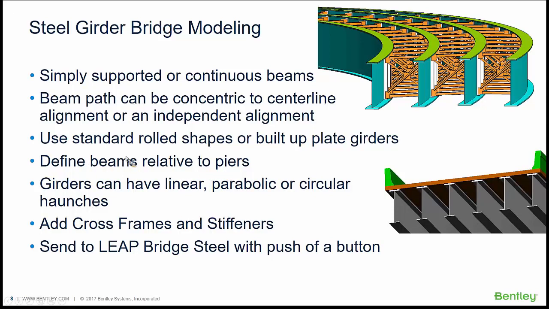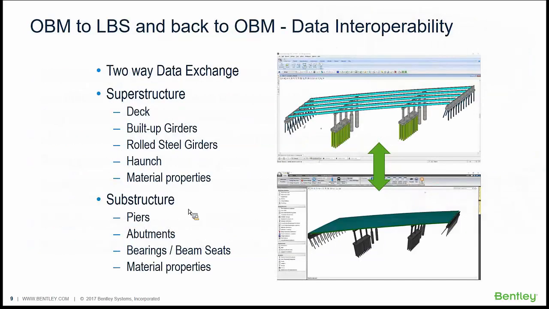We can define the beam locations relative to the piers, and I can show you on the model that I have today how we've done that. And then the girders can have linear, parabolic, or circular haunches for the webs. And then we can also go in and potentially add cross frames and stiffeners to that model as well. And in the end, it's literally a push of a button and sending it off to LeapBridge Steel.